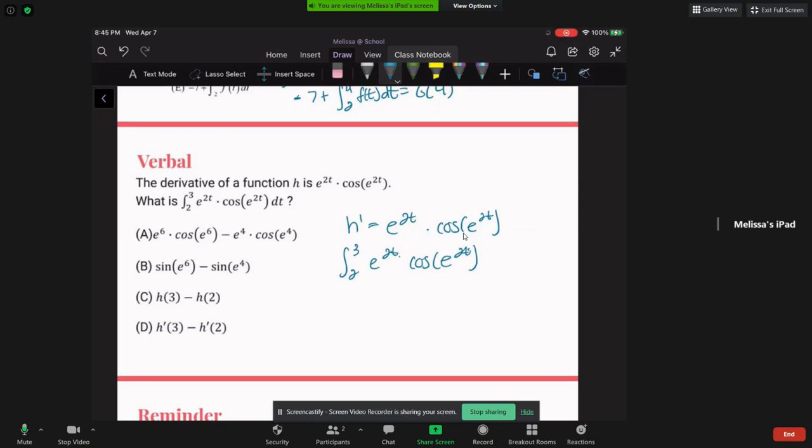We know that the antiderivative of h prime is just h. So this whole thing is h prime, from up here. We're looking for the antiderivative of h prime, which is going to be h. And so I can just use the fundamental theorem, which says h of 3 minus h of 2. And that happens to be given to us here in choice C.